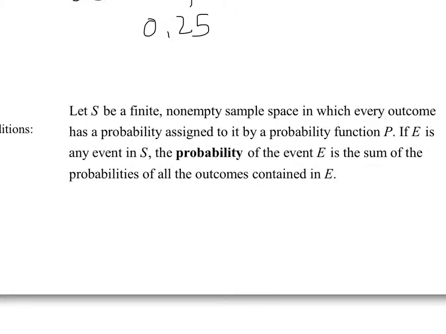It says, let S be a finite non-empty sample space in which every outcome has a probability assigned to it by probability function P. If E is any event in S, the probability of E is the sum of the probabilities of all the outcomes contained in E. That's like what it's showing you up there when it's finite, just like what we did. So let's take a look at some different examples.